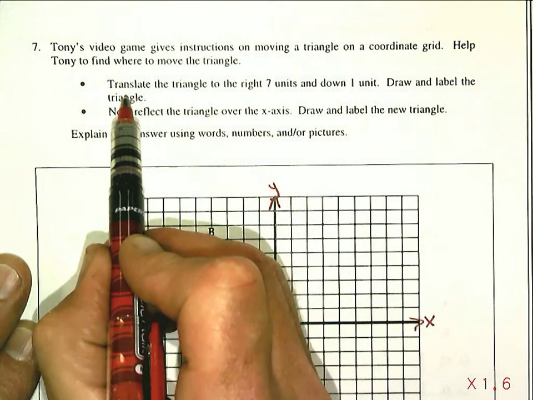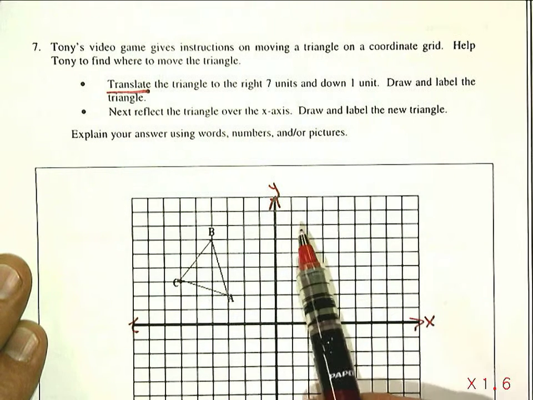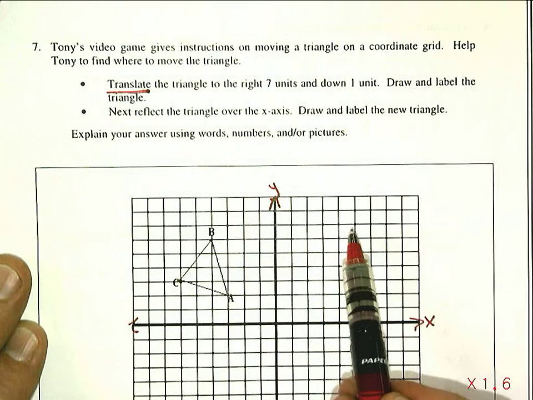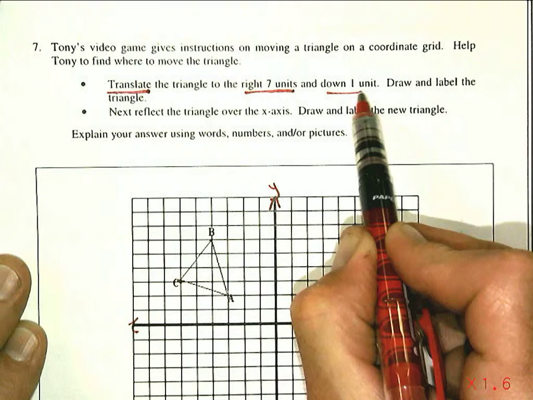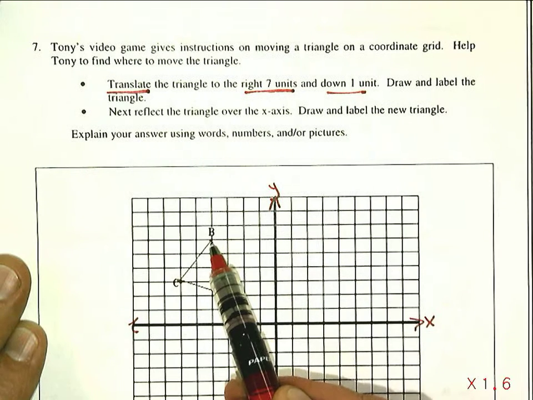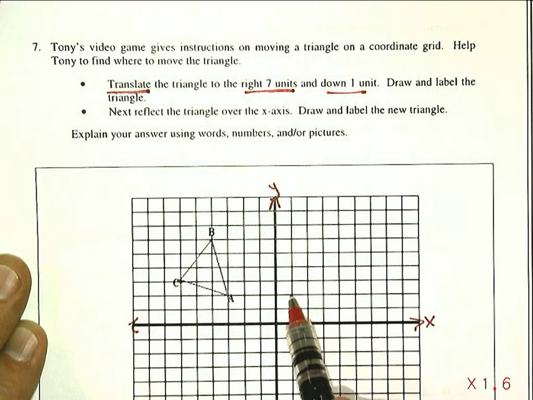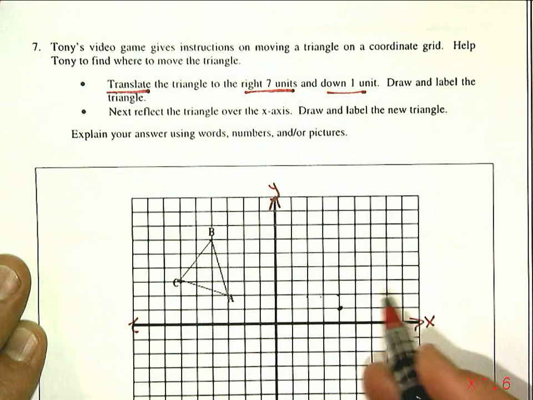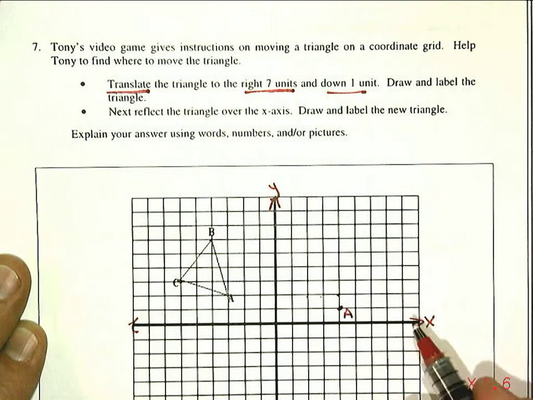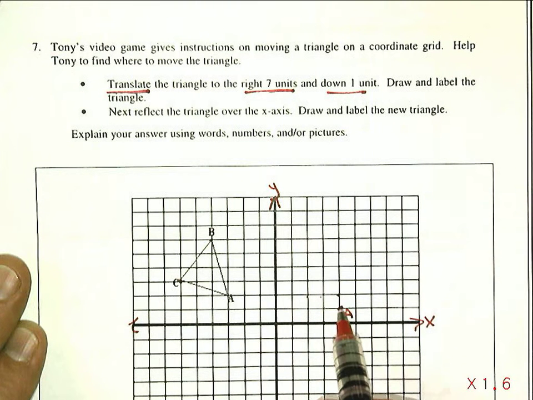It tells us what to do. It says translate, that's a transformation step. Translate the triangle right 7 units and down 1 unit. So we're going to go right 7 and down 1 with each point. Let's start with point A and go right 7, 1, 2, 3, 4, 5, 6, 7, and then down 1. So there's the new point A. I went right 1, 2, 3, 4, 5, 6, 7, and then down 1.